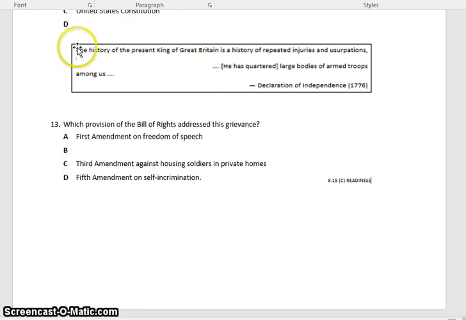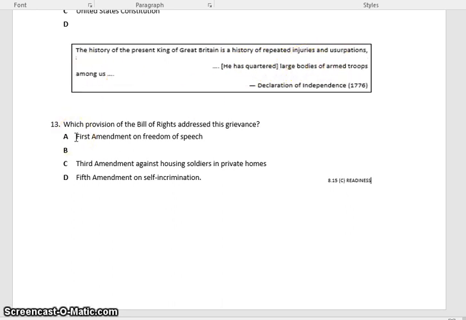Number 13. The history of the present King of Great Britain is a history of repeated injuries and usurpations. He has quartered large bodies of armed troops among us. Declaration of Independence, 1776. Which provision of the Bill of Rights addresses this grievance? He quartered large bodies of armed troops among us.